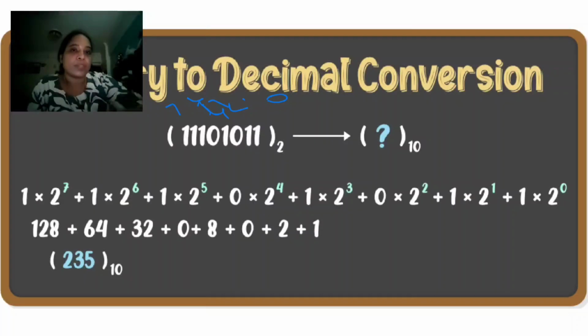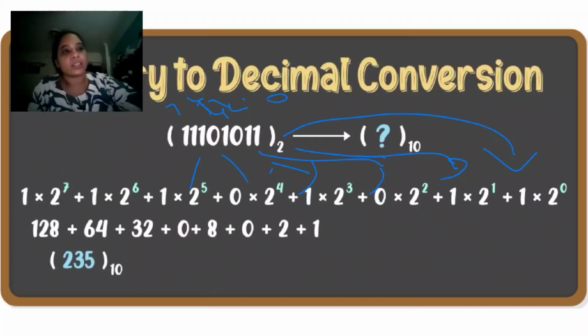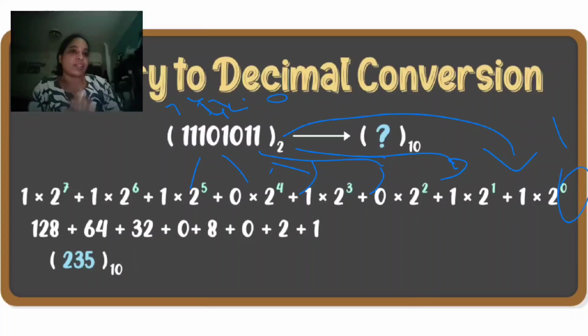So 1 into 2 power 7, plus 1 into 2 power 6, 1 into 2 power 5, 0 into 2 power 4, 1 into 2 power 3, and so on, down to 1 into 2 power 1 and 1 into 2 power 0. Anything to the power 0 is 1, and multiplying with 1 gives that answer.